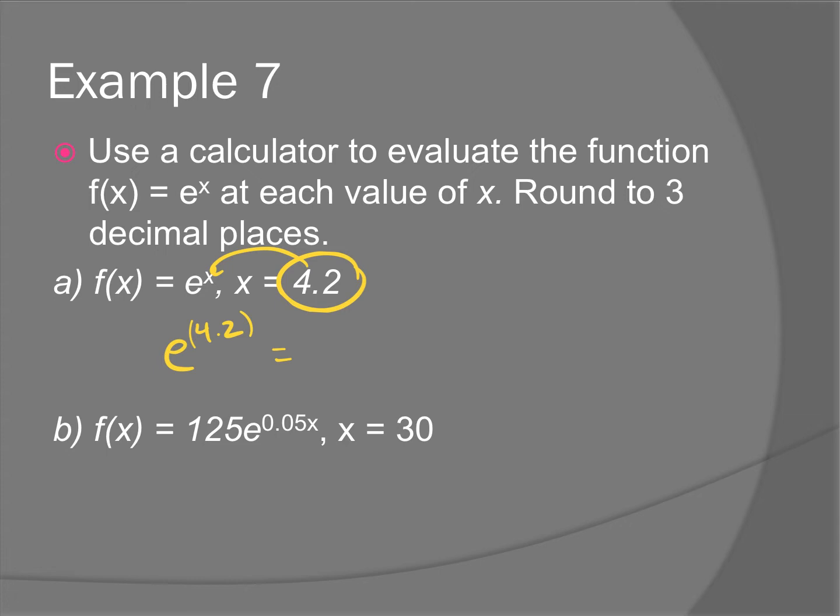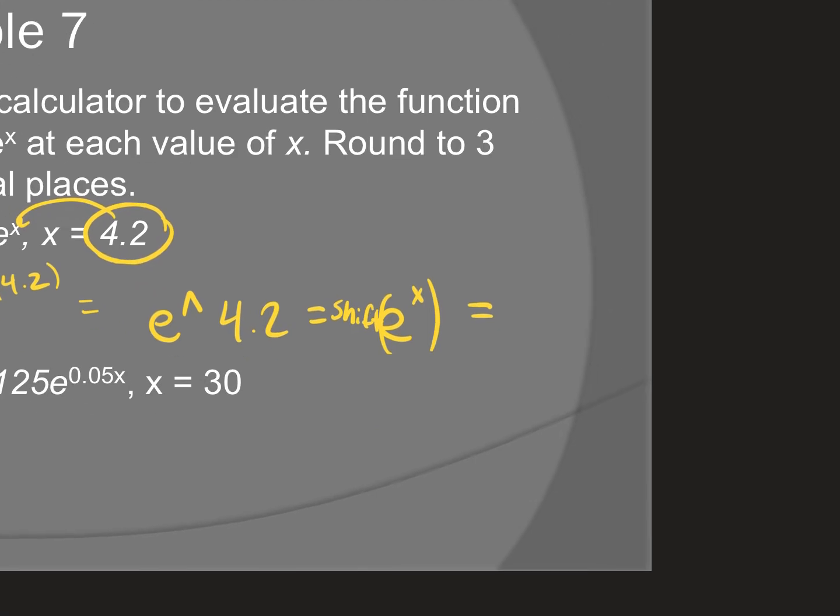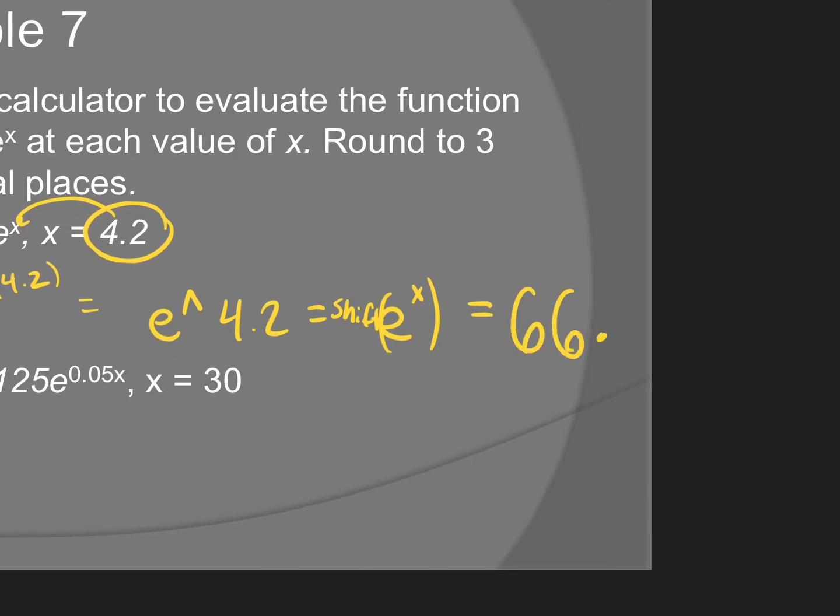On my calculator, I click e, and then I have a little caret button, that up arrow, and then I would click 4.2 equals. There's actually a button on the calculator that says e to the power of x, but before I click that, I have to click shift. So shift e to the power of x, and then you just put 4.2 equals. If you do it right, you should get 66.686. And it says 3 decimal places, yeah. So that would be our answer.